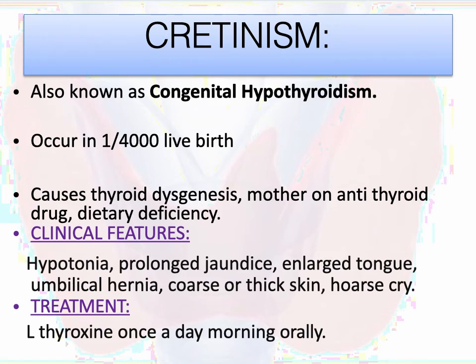Cretinism. This is hypothyroidism, congenital hypothyroidism, and in children occurs in 1 in 4,000 live births. Causes: thyroid dysgenesis, mother on antithyroid drugs, or dietary deficiency. Clinical features: hypotonia, prolonged jaundice, enlarged tongue, umbilical hernia, coarse or thick skin, and hoarse cry. Treatment: L-thyroxine once a day, in the morning, orally.